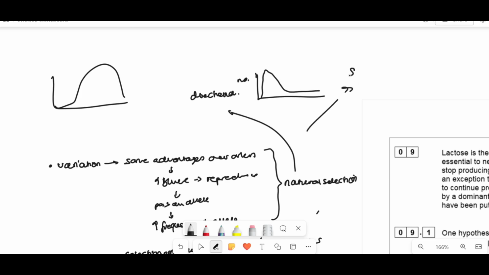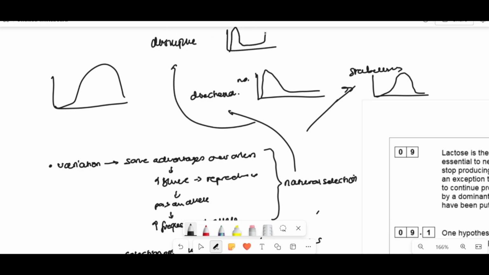The next type is stabilizing. It's in the name: stabilizing means that it's stable, it's nice and happy. Those towards the middle are more likely to survive and reproduce. For example, human birth weights: if you're very underweight, you're less likely to survive, and if you're too heavy, you're less likely to survive. Those in the middle survive. The other type is disruptive. Disruptive is where either extreme is favored, but those in the middle are not.